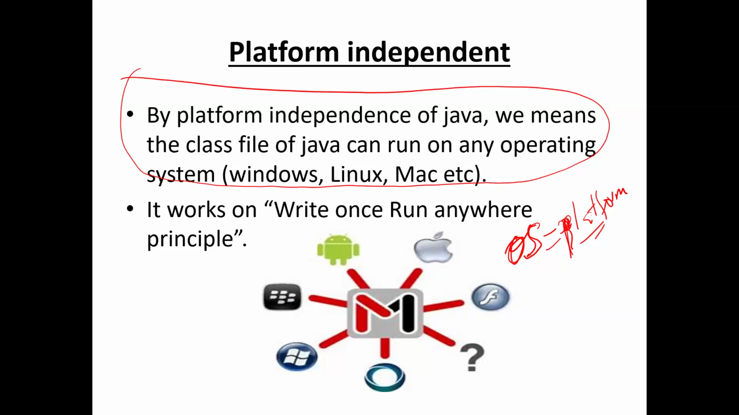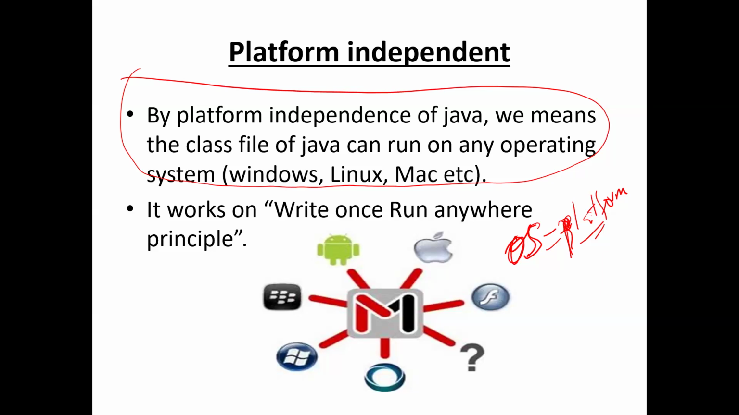We write this code in Windows 10 or Windows 11, and we compile it, but we don't want to run the same code on the same operating system. We want to run it on Linux, Unix, or Mac. So platform independent means that we can create a Java file in any operating system. Remember, operating system means platform: OS equals platform. Windows 11, 10, Mac, Linux. And we can execute the same file in any other operating system without doing any changes.